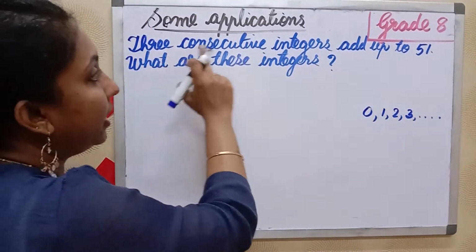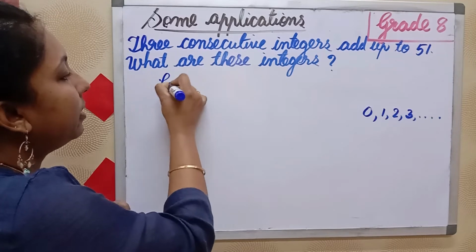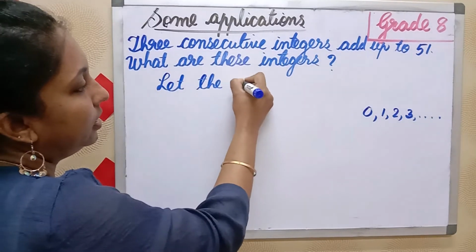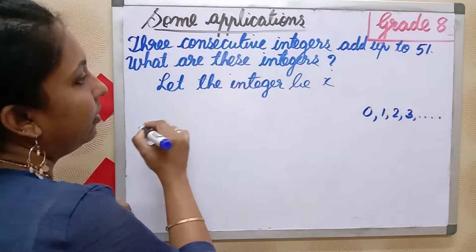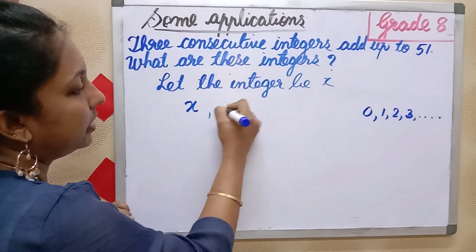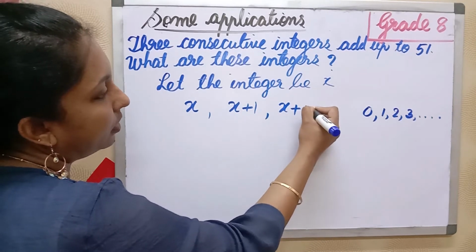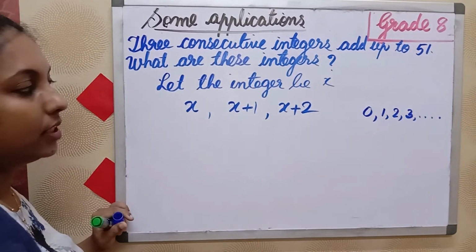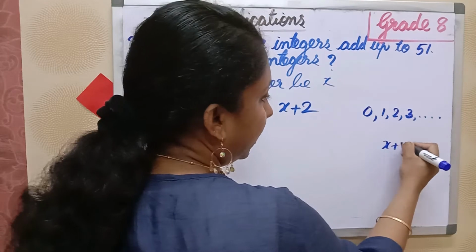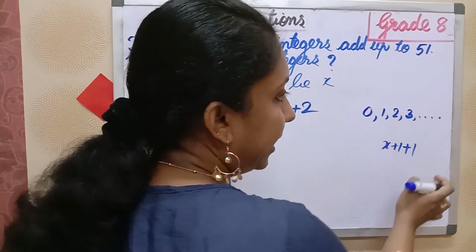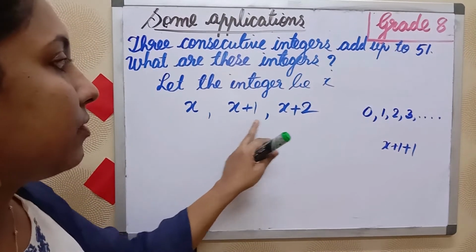Here the question is, 3 consecutive integers add up to 51. Let the first integer be x. Then what is the next integer? First one x. The next integer is x plus 1. Then the next integer is x plus 2, that is x plus 1 plus 1. The second integer is x plus 1, so the third integer is plus 1 again. While adding 1, we get the consecutive integers. So the three integers are x, x plus 1 and x plus 2.